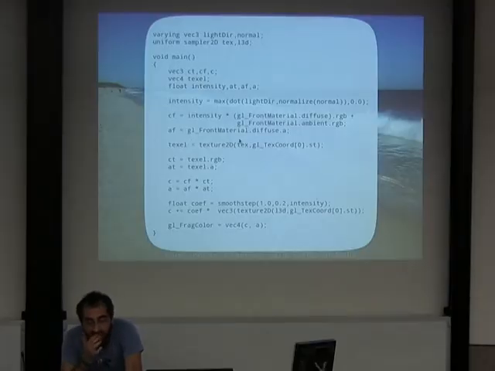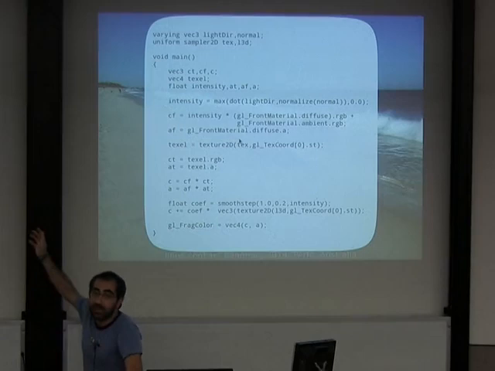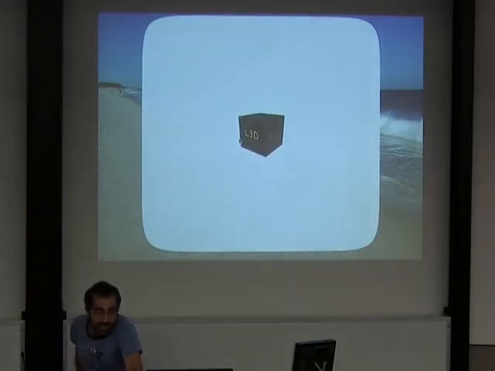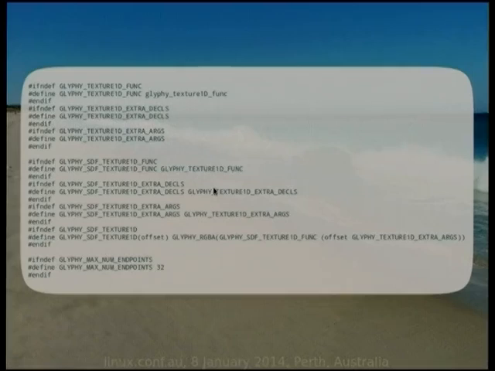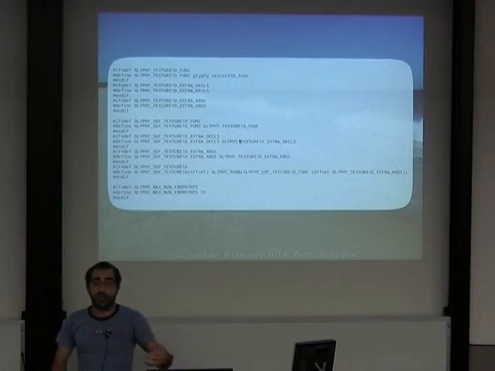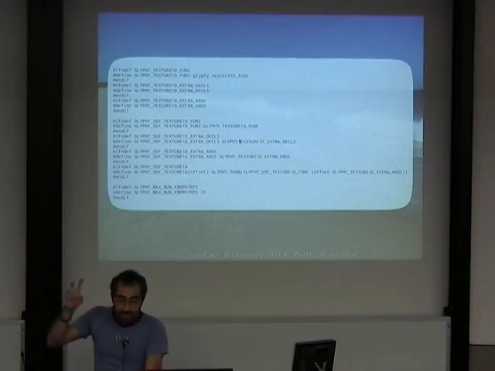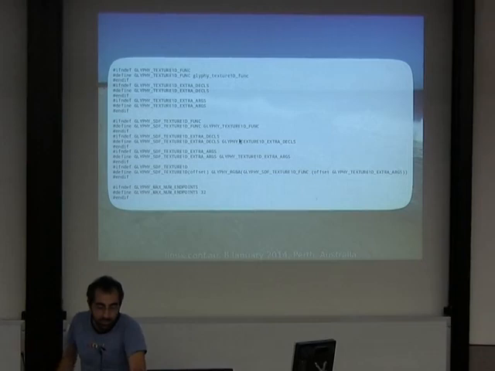So this is what people used to call a complex fragment shader. And it's cool, it renders this. So mine starts this way, like any good open source software. This is a shader library. So you include the shader in your code and use it. So this is like the integration point. You define macros to integrate.